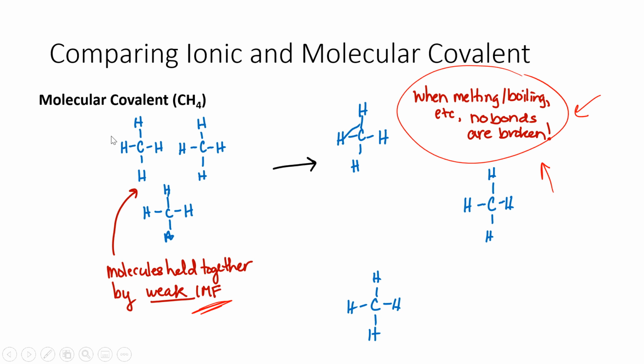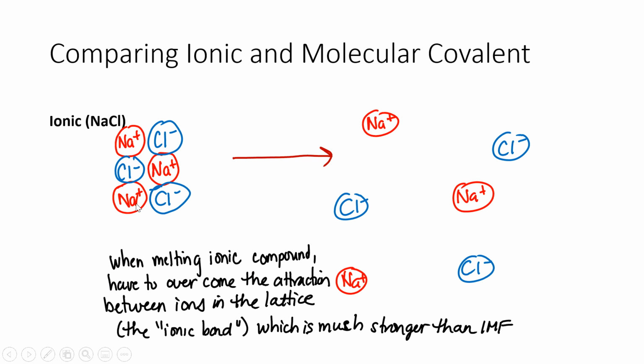If you compare this to molecular covalent, when you're melting a molecular covalent substance, no bonds are broken. All you're doing is moving those molecules apart from each other. And these IMFs are much weaker than the ionic bonds over here.